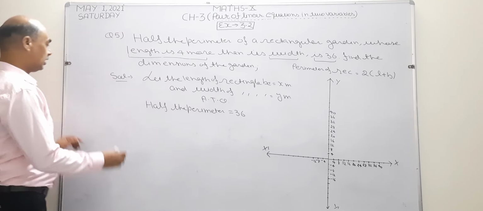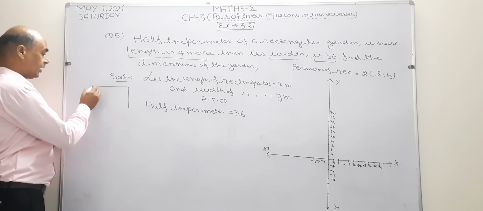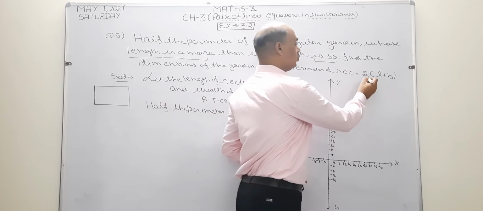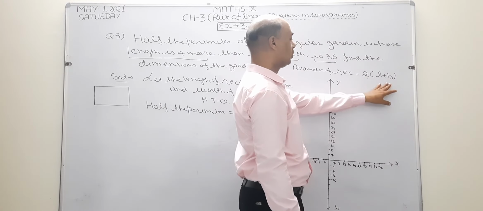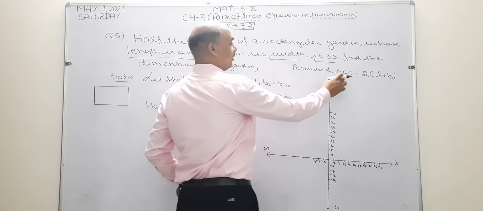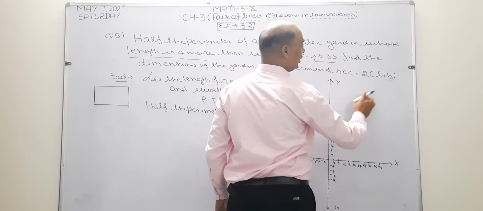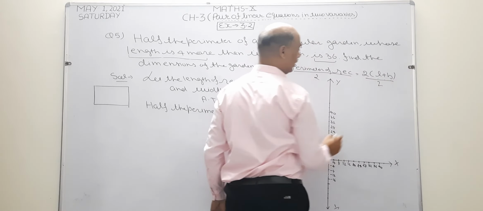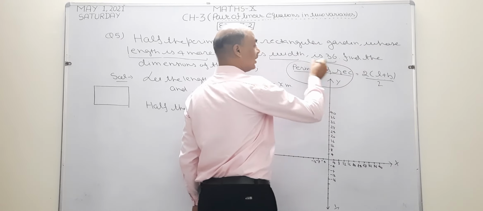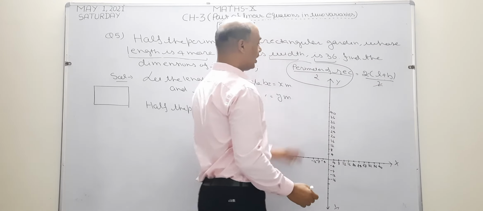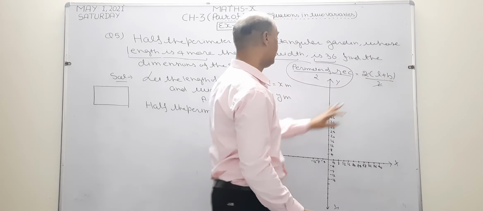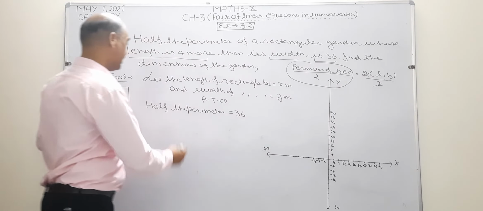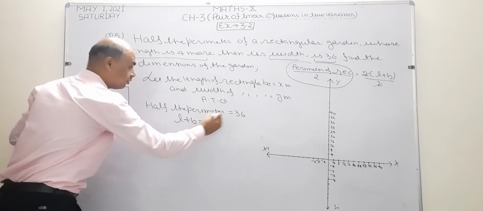Now, since this is a rectangle, we know that the perimeter of a rectangle is 2 into (L plus B). This is the formula to find the perimeter of a rectangle. I am going to take the half here, and similarly I take half on the other side. Now this is half the perimeter of the rectangle, and the 2 is cancelled. So half the perimeter of the rectangle becomes L plus B. It means instead of half the perimeter of the rectangle, I can write L plus B. So I write here L plus B is equal to 36.